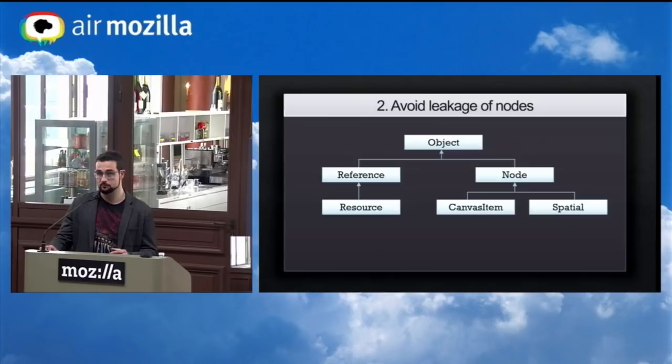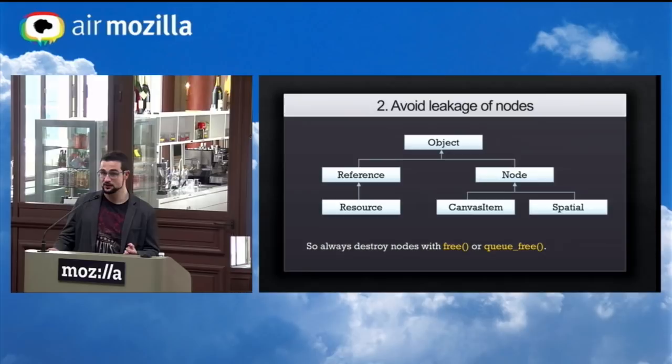So the moral of the story is that freeing your nodes by removing them from their parent won't make them disappear from memory. You should always get rid of them with free or queue_free. And I'll demonstrate what happens when you don't do the right thing.